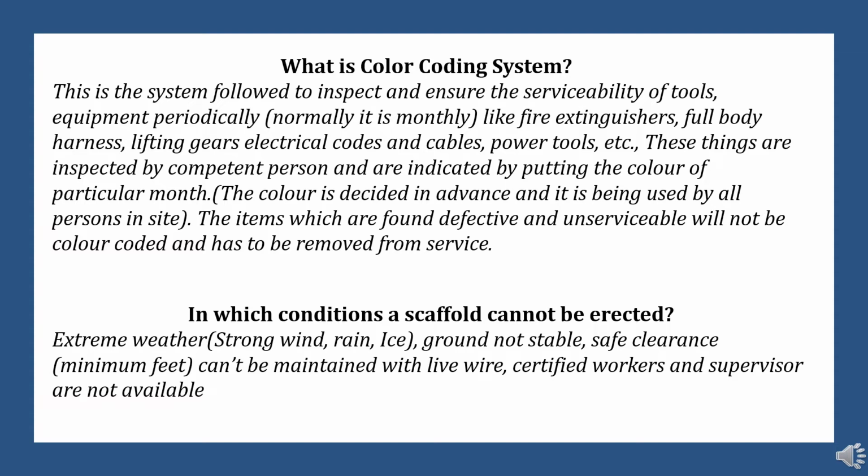This is the system followed to inspect and ensure the serviceability of tools and equipment periodically, normally monthly, like fire extinguishers, full body harness, lifting gears, electrical cords and cables, power tools, etc. These things are inspected by a competent person and indicated by putting the color of the particular month. The color is decided in advance and it is being used by all on site.